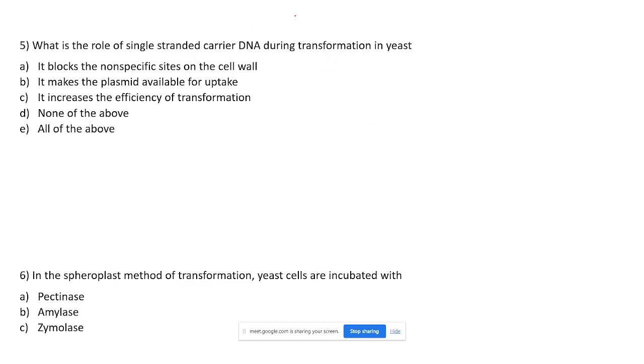Now, the next question is, what is the role of single stranded carrier DNA during transformation in yeast? It blocks the non-specific sites on the cell wall. It makes the plasmid available for uptake. It increases the efficiency of transformation, none of the above, and all of the above. What is the correct answer?